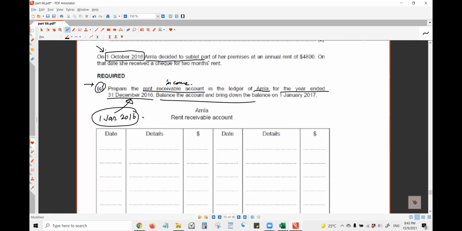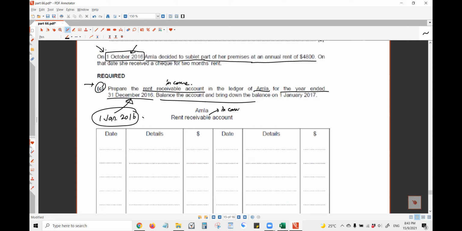Amla decided to sublet part of her premises at an annual rent of 4,008. It means that from this day onward, Amla started to rent out part of her premises. In return, Amla collects the rent. That's why it's an income here.